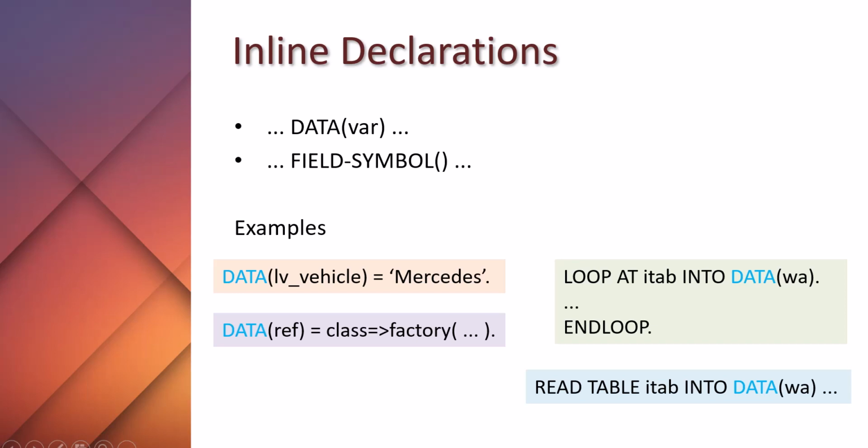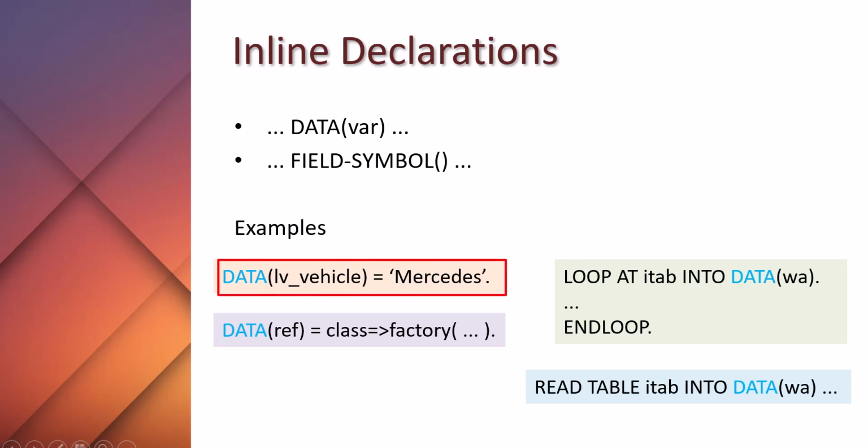The new inline declaration operators, DATA and FIELD-SYMBOL, allow inline declaration of variables and field symbols with declaration expressions in declaration positions. Declaration positions are the positions where the operand type can be determined from the context statically.